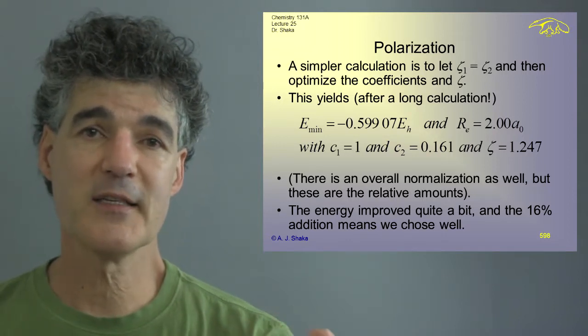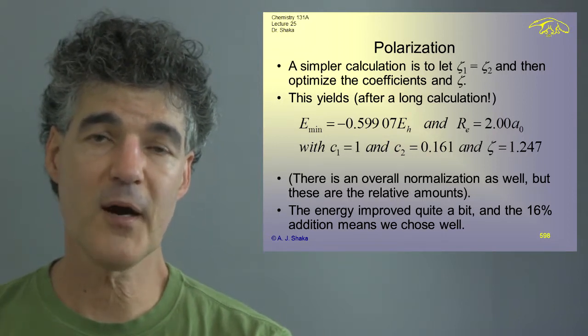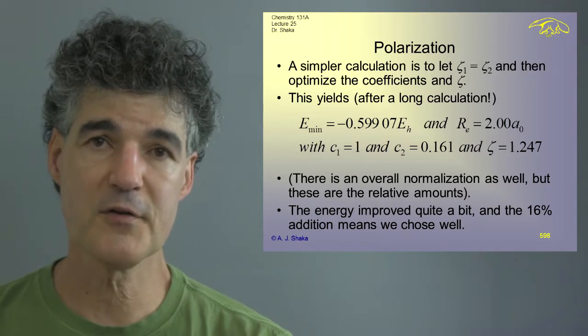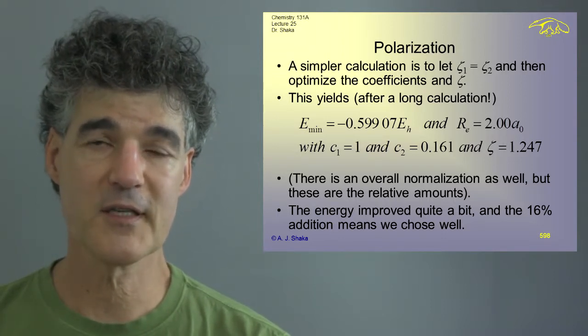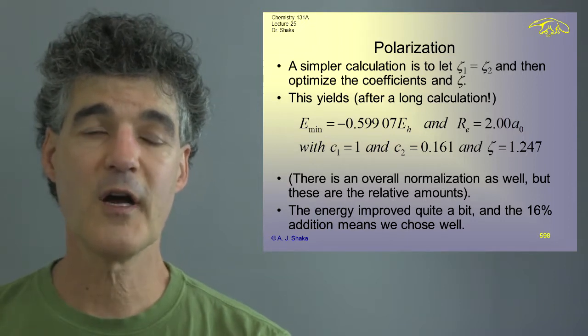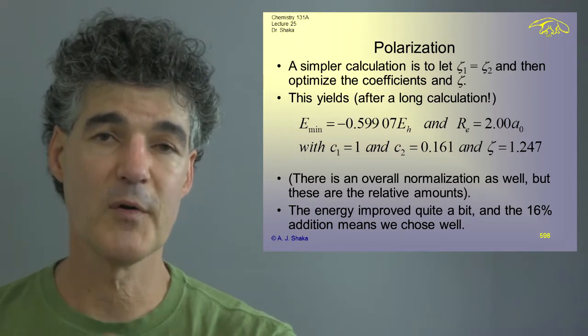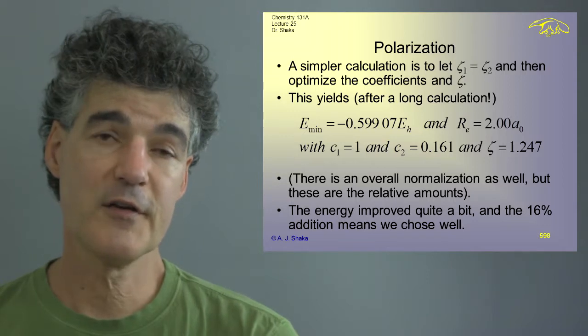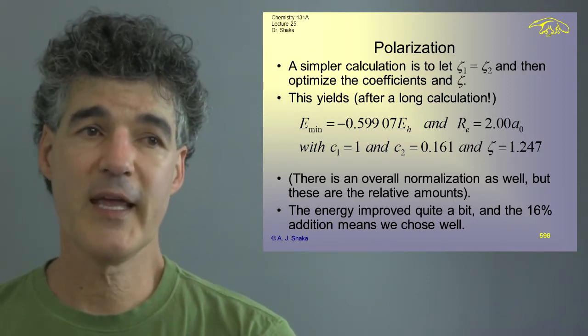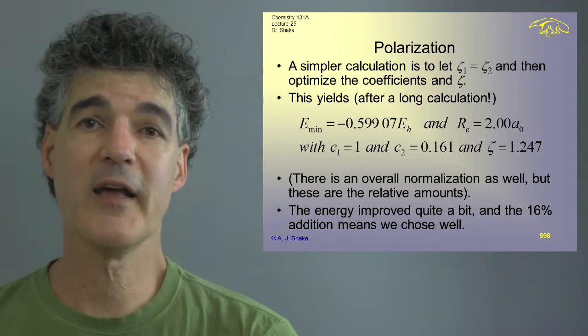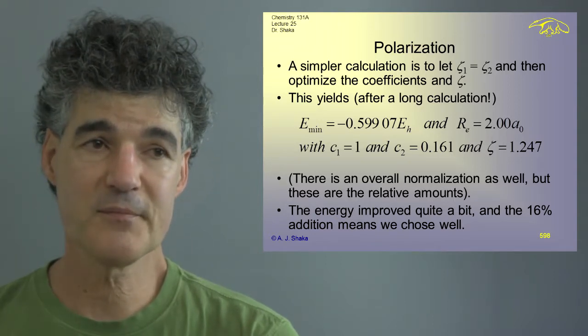When you're optimizing the linear coefficients, with the other parts fixed, that's a pretty simple calculation to do. That amounts to linear algebra. When you start optimizing things in the exponent, it's much, much trickier, and usually it involves a lot more work. Oh, here's what we get then after quite a very long calculation.